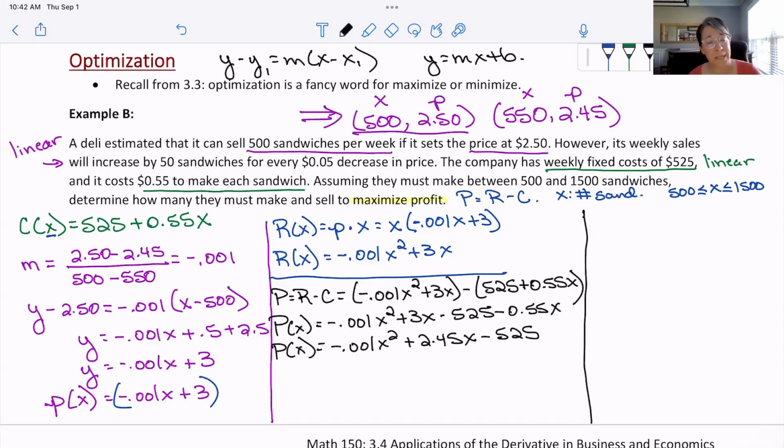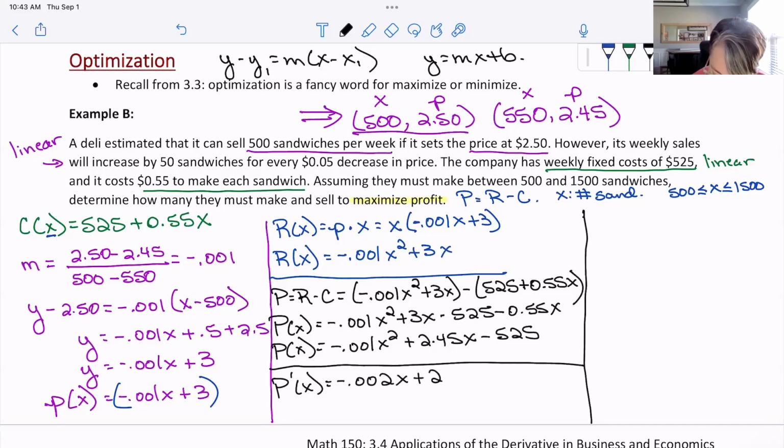Now we need to maximize it. So we can use that first derivative rule. So the first derivative of that profit, finding that rate of change, we get a negative 0.002x plus 2.45. And remember, to maximize it, we have to figure out where it equals 0. So if we set that equal to 0 and solve it, we would get x equals 1,225. Awesome. One more step, right?